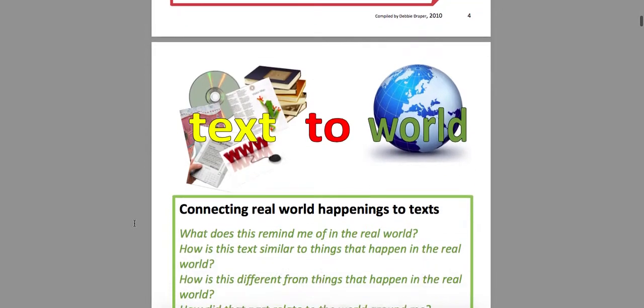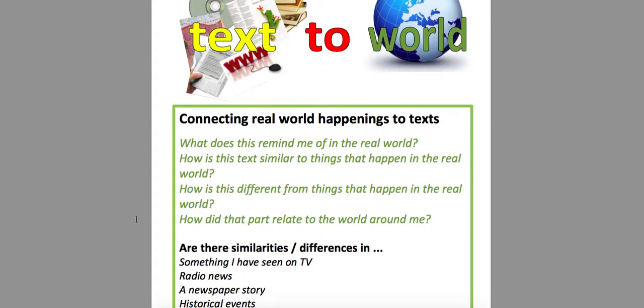And the third one is text to world. So connecting real world happenings to text. What does this remind me of in the real world? But you can see there's a pattern here. What does it remind me of? Is it similar? Is it different? Is it thinking about how things relate to students? Things that happen in the world relate to students.